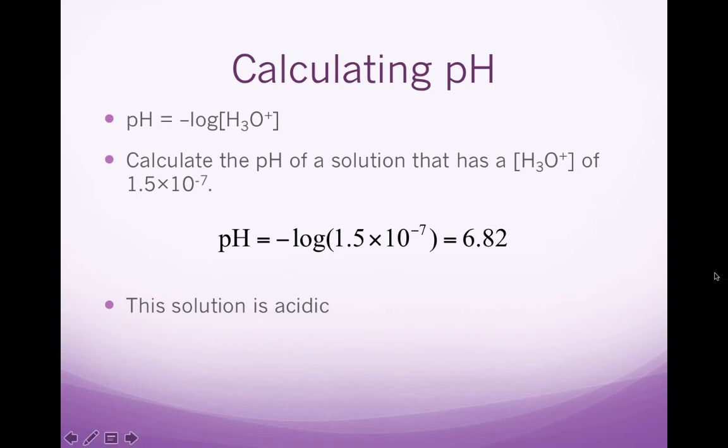When we're doing significant figures for logs, if you take the log of something, the number of decimal places you'll have is equal to the number of significant figures you have in what you're taking the log of. So here we have 2 significant figures, so I should have 2 decimal places in my answer.